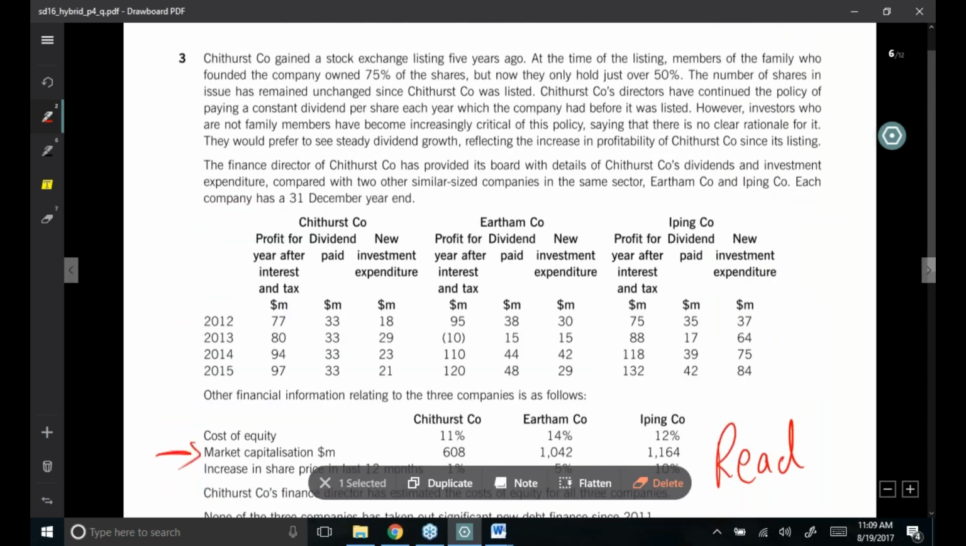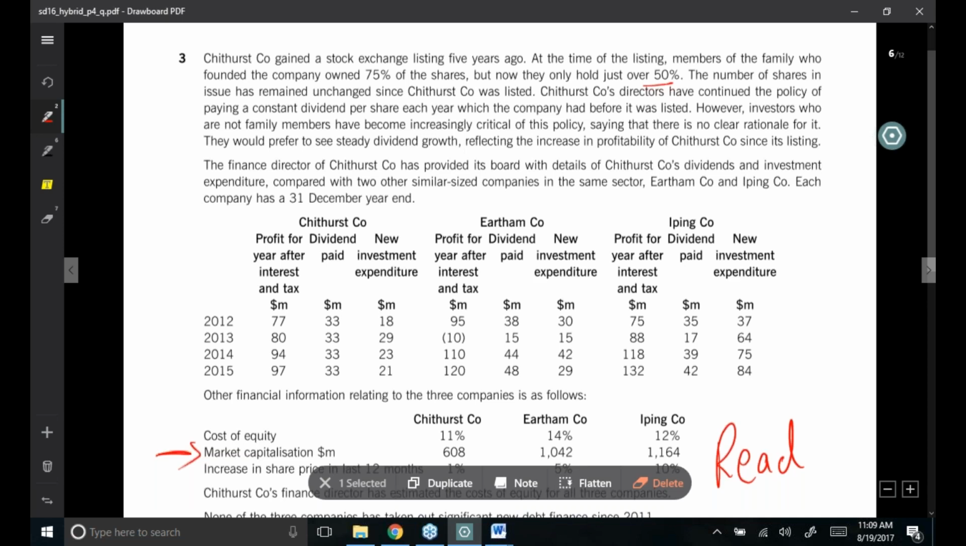The company gained a stock exchange listing 5 years ago. At the time of the listing, members of the family who founded the company owned 75% of the shares, but now they only hold 50%. So they still have the control. The number of shares in issue has remained unchanged since the company was listed.